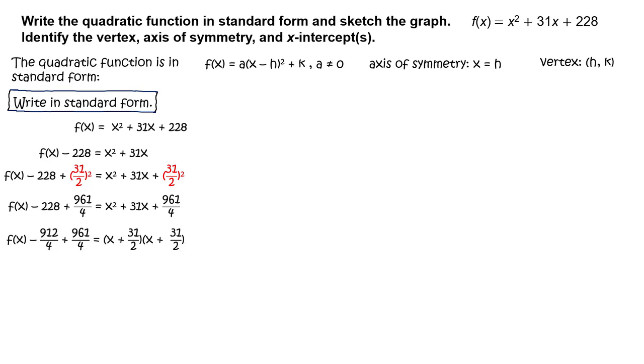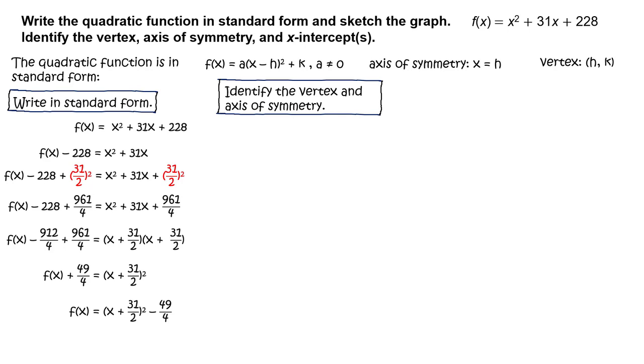On the left side of the equation, rewrite 228 as 912 fourths. On the right side of the equation, factor the expression as the quantity x plus 31 halves times the quantity x plus 31 halves. Simplify to get f of x plus 49 fourths equals the quantity x plus 31 halves squared. Subtract 49 fourths from each side of the equation. f of x equals the quantity x plus 31 halves squared minus 49 fourths.